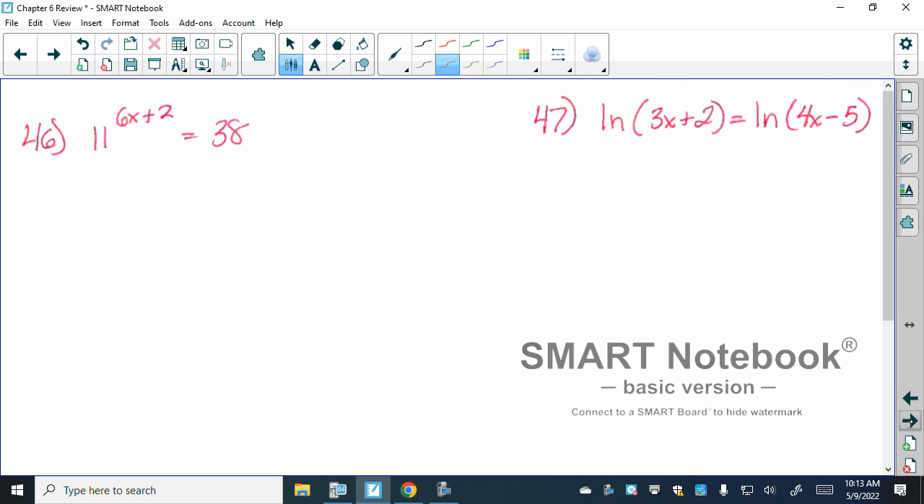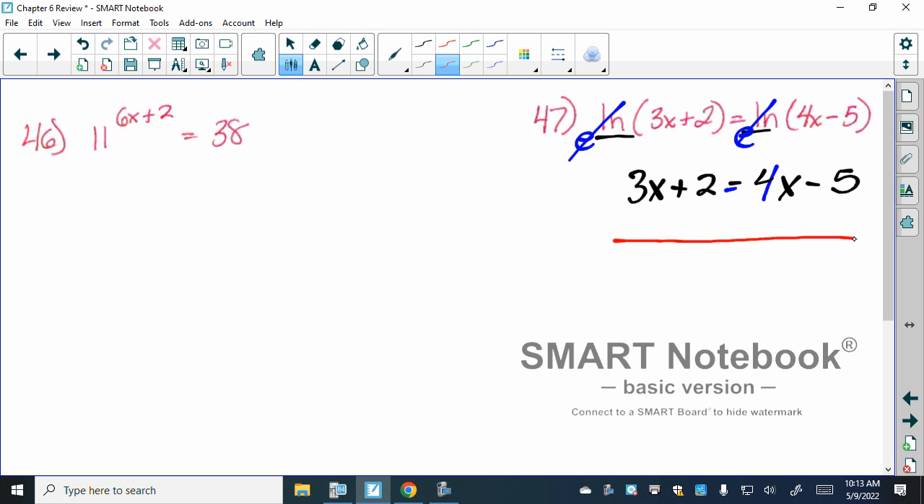Questions on 46 or 47? Either one of those that y'all want to see worked. 47. Since the logs are the same, what's inside has to be the same as well. So we're saying that 3x plus 2 has to equal 4x minus 5. Because what we're essentially saying is that I could put both sides to the base e. e simplifies with ln, e simplifies with ln. So what's inside is equal. Now we just need to solve for the value of x.